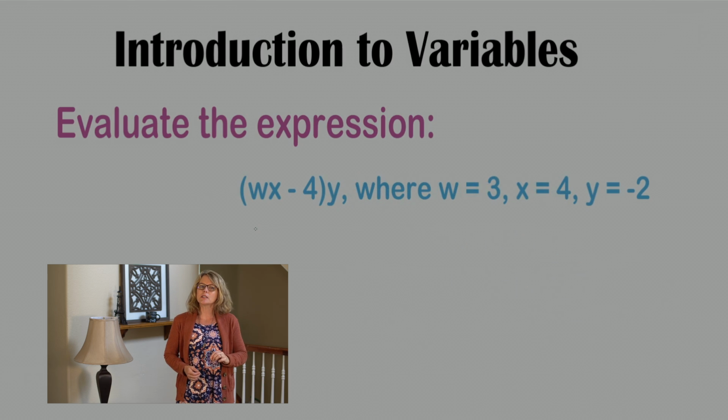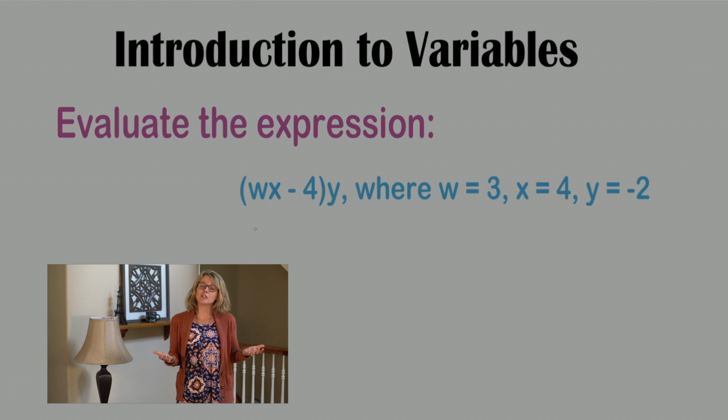This next one is just a little more complex. Evaluate this expression: parentheses wx minus 4, parentheses y, where w equals 3, x equals 4, and y equals -2. Notice we have the expression, and there's not anything that we can do with it unless they give us more information. So they have to tell us what the variables in there equal. For this example, they say w equals 3, x equals 4, and y equals -2. Now we can evaluate it.